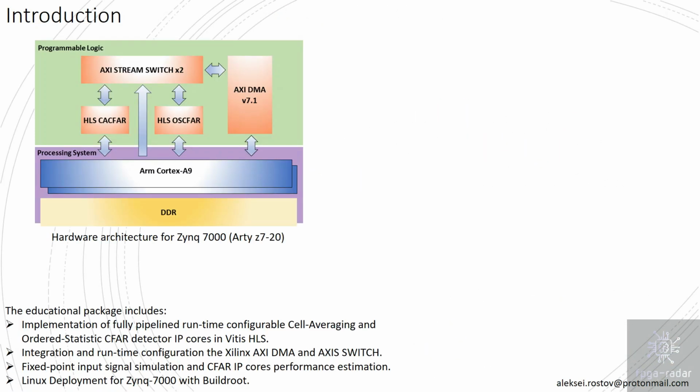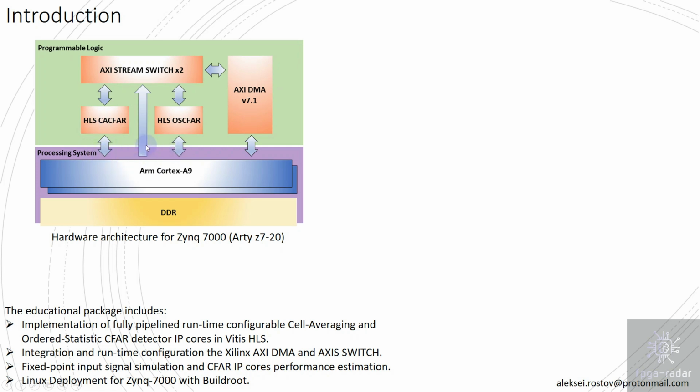I would like to start with the hardware architecture that I am using in the educational package. The hardware architecture includes a processing system with Cortex-A9 and programmable logic. In programmable logic, there are two high-level synthesis CFAR detectors implemented, namely CA-CFAR, a cell averaging CFAR detector, and Ordered-Statistic CFAR detector. Data is streamed to both detectors using the AXI stream interface and AXI stream switch via AXI DMA. Besides that, both IP cores are fully controllable, or runtime configurable, using the AXI Lite interface.